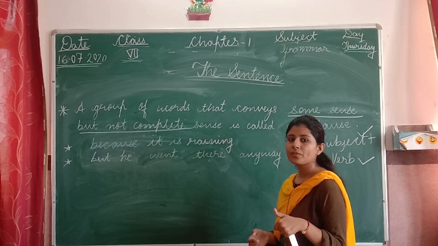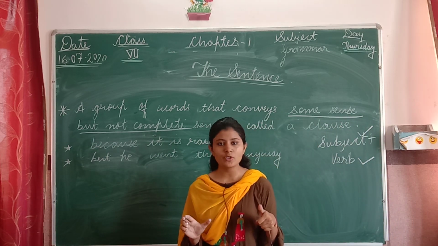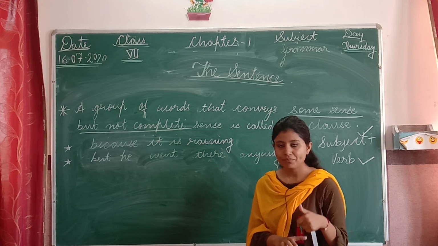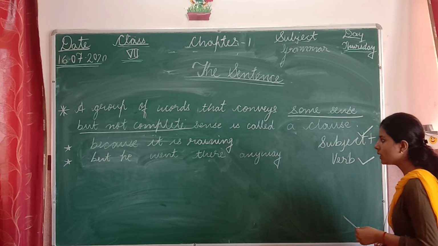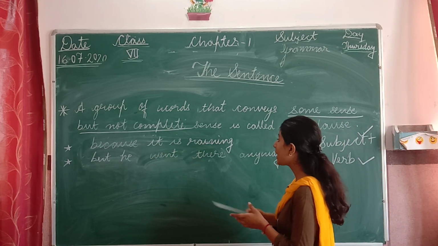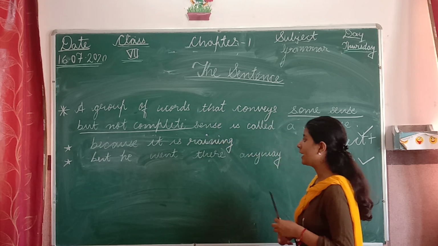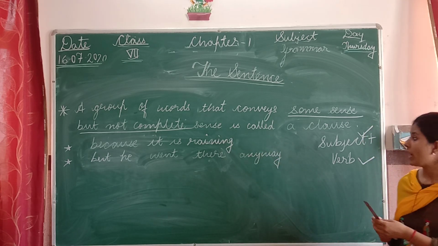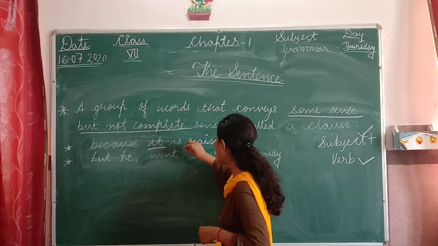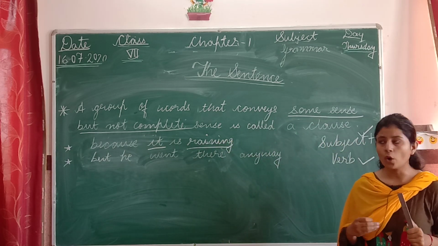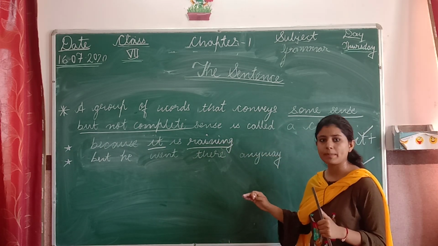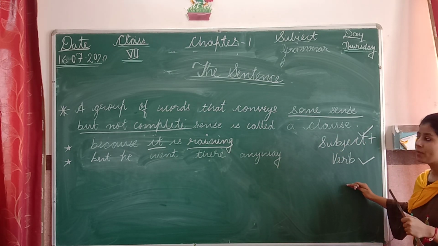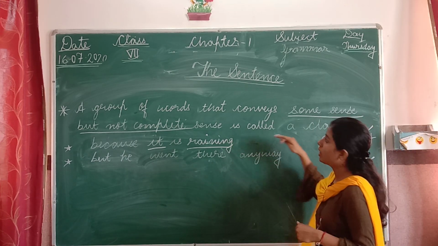Is it clear to you? A phrase does not have a subject and a verb, and a clause has a subject and a verb in it. Okay? Now let's see some examples. "Because it is raining." In this group of words, we have a subject and a verb. I know it is not conveying a complete sense, but it is conveying some sense and has a subject and a verb. That's the reason it will be called a clause.